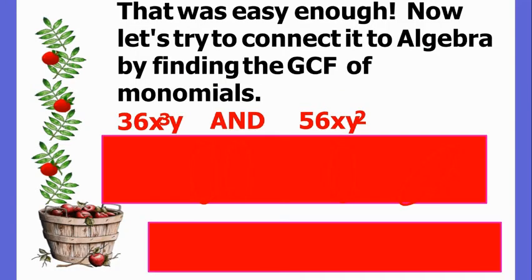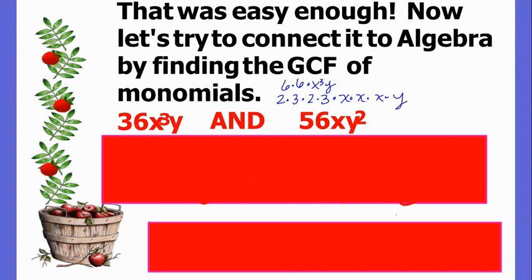So what happens when we have letters? I'm going to do 36x cubed y. 36 is 6 times 6. 6 is 2 times 3, and the other 6 is too. And x cubed is x times x times x, times y.